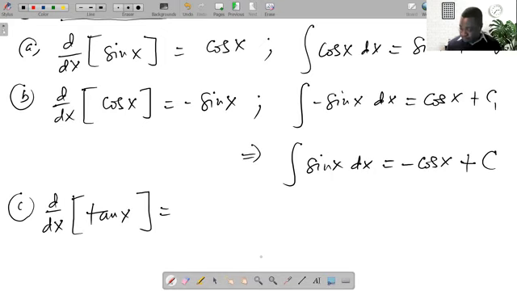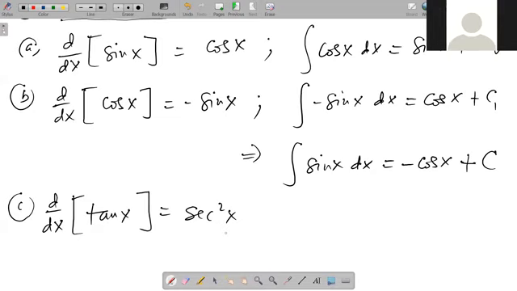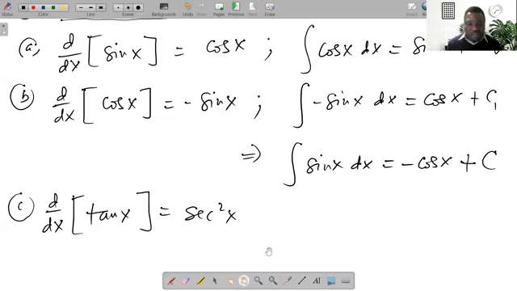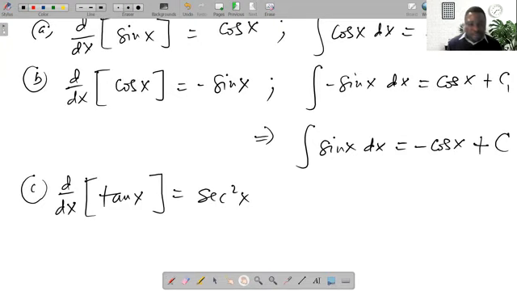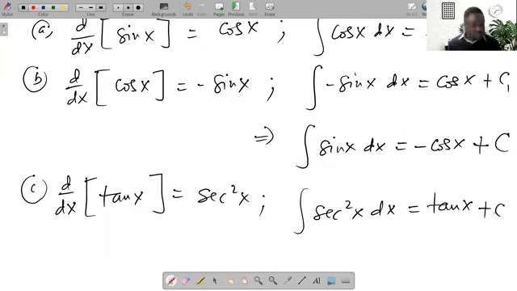Secant squared x. Say it again. Secant squared x. Secant squared x. Okay. Are we all good? Yep. So basically what it means is that the integral of that dx should give me tan x plus c. Are we good?